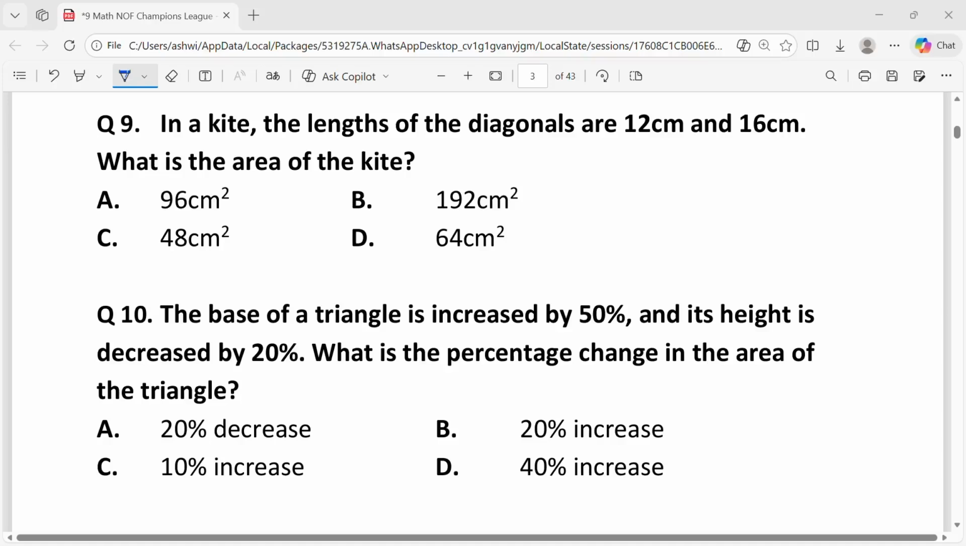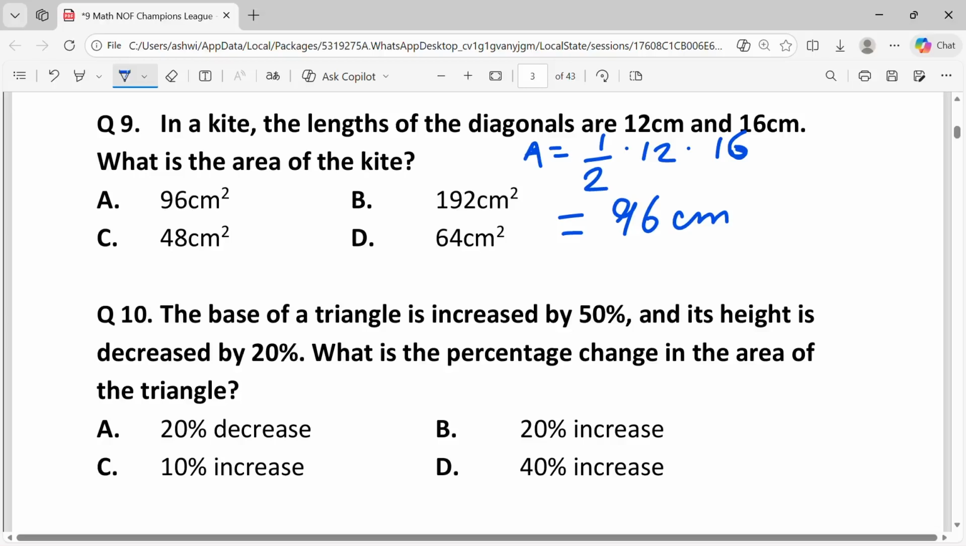Substituting the values into the formula, A is equal to 1 by 2 into 12 into 16. That is 96 centimeter square. That is option A.